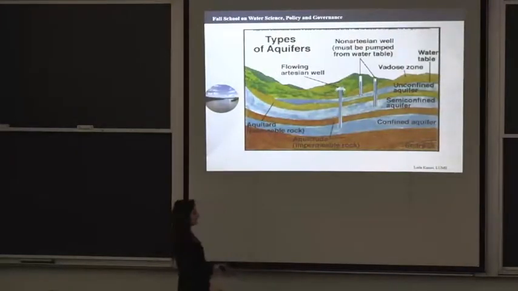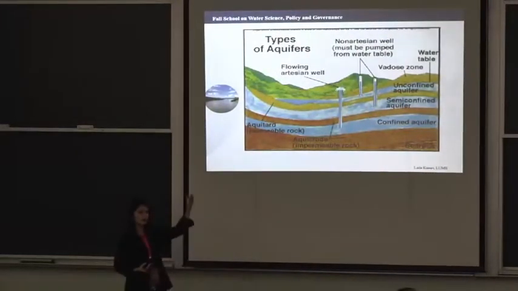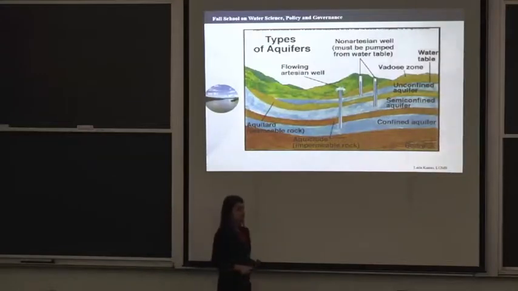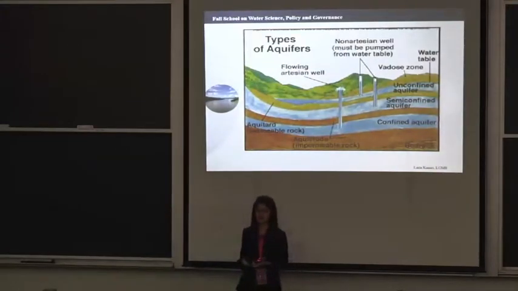So if we were to draw a cross section of the Earth's surface, at the open surface the water would go through the vadose zone into an unconfined aquifer. And then in the zone of saturation you get the confined aquifer. A semi-confined aquifer is something in between. These are also known as leaky aquifers.